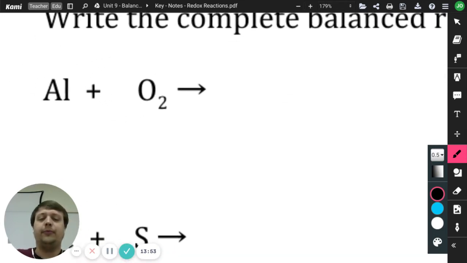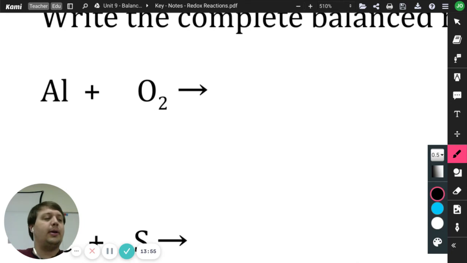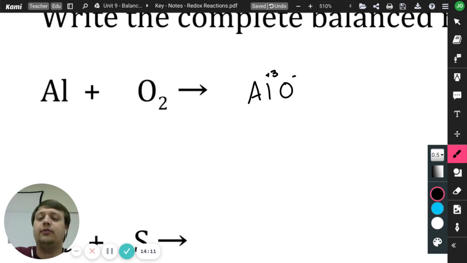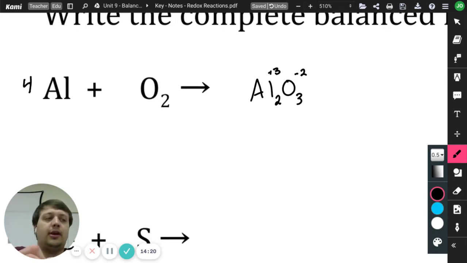So here's what we do. Here it says write the complete balanced equation for this. So the very first thing that I need to do is write this. This is a synthesis reaction. So I have Al and then O. And then I would need to cancel out my charges. Aluminum is a plus 3. Oxygen is a minus 2. So looking at this, to cancel that out, I'm going to need Al2O3. Then I would balance. This would be a 4, a 3, and a 2 to balance that.